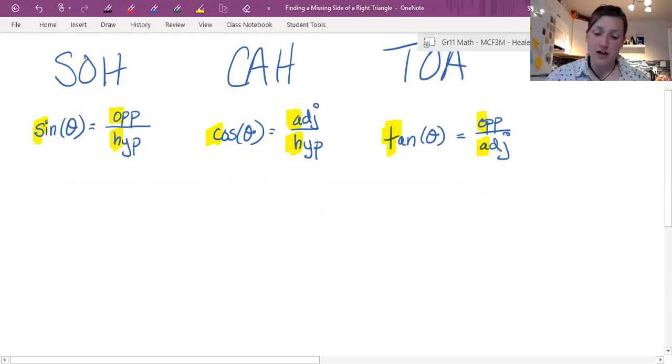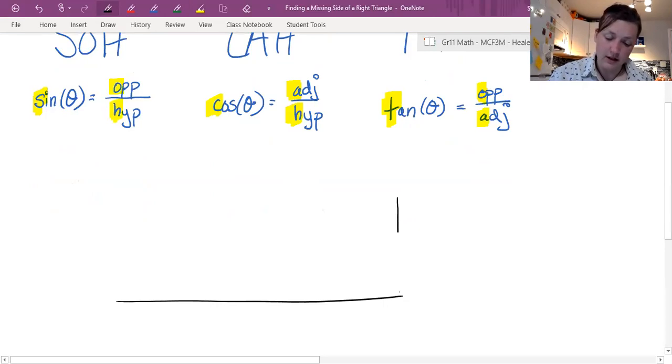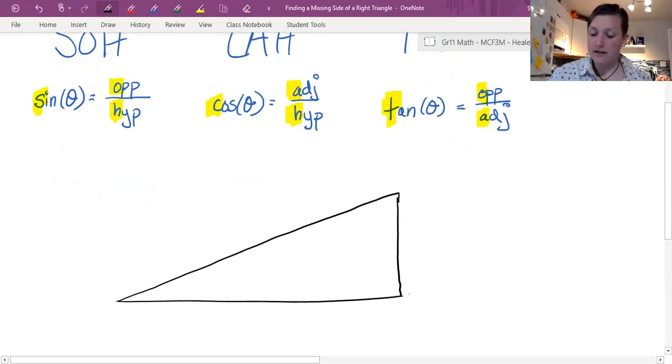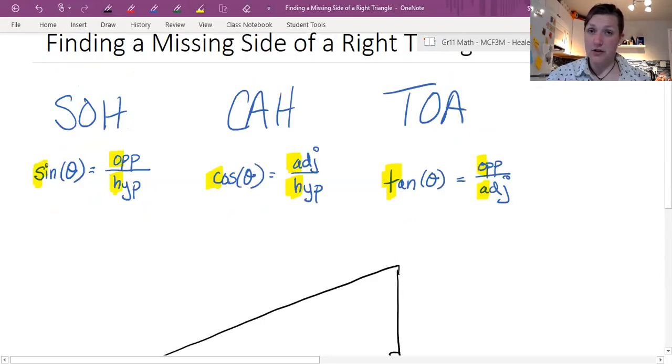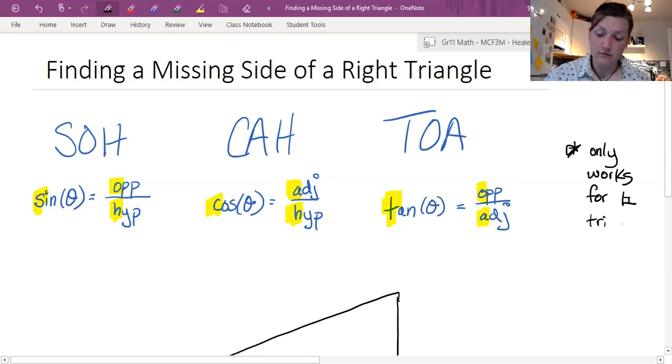So a question you might get would be something like this. You'd get a right triangle, and the question would show you this symbol. Remember, this symbol means that that's a right angle, meaning that's a 90-degree angle. And remember, the way we're using these ratios right now, it only works for right triangles, the ones that have a 90-degree angle.